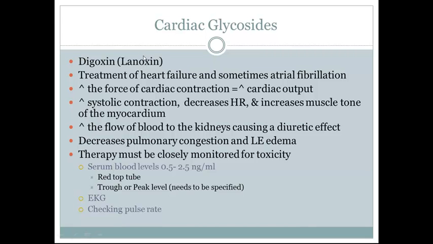And typically when we are drawing these blood levels, it has to be in a red or a gold top tube. You will want to verify with your provider whether they want a trough or a peak level, and this does need to be specified on the lab order. A trough level is where we take the blood serum level before the patient takes the medication for the day. A peak level is about an hour after the patient has taken the medication for the day. We will often want to monitor EKGs and also check pulse rates.